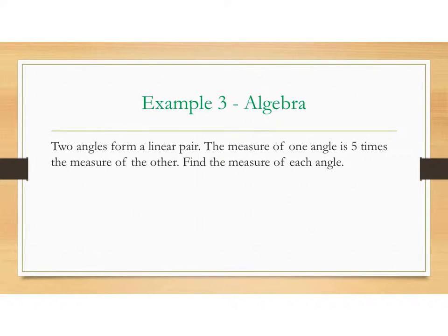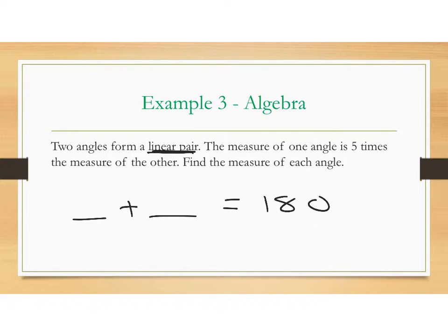All right, so now we get into the part that people like the least. It gets into the word problem-y type of areas. It says that 2 angles form a linear pair. So this linear pair is going to add up to how much? 180. We know that they're going to add up to 180. So something plus something is going to equal 180. That is a guarantee. The measure of one angle is 5 times the measure of the other. Find the measure of each angle.